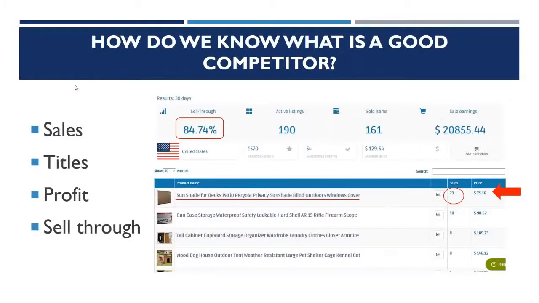Next part, how do we know what is a good competitor? Okay? It is very important. Why? Because we need to decide if we're going to check the products of this seller or if we're going to go for the next one. So, the first important thing is sales. We want to see products with a lot of sales, like the one you see here, sold over 23 times in the last 30 days, or 10 times in the last 30 days. We want to see that this guy has a lot of sales compared to his active listings. Okay, it's very important. This is the sell-through.